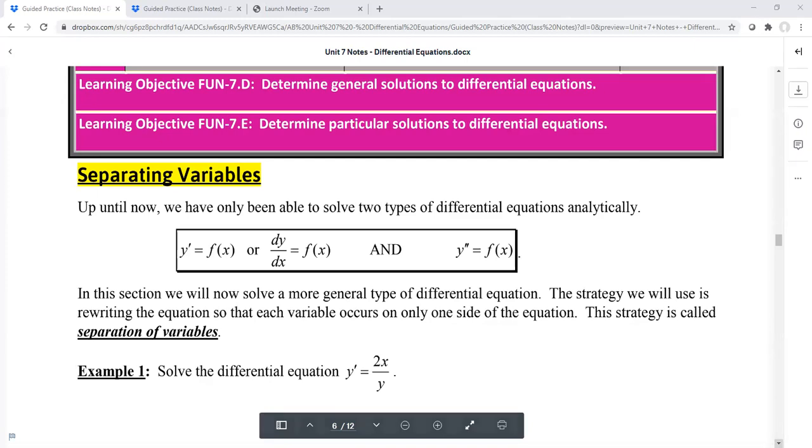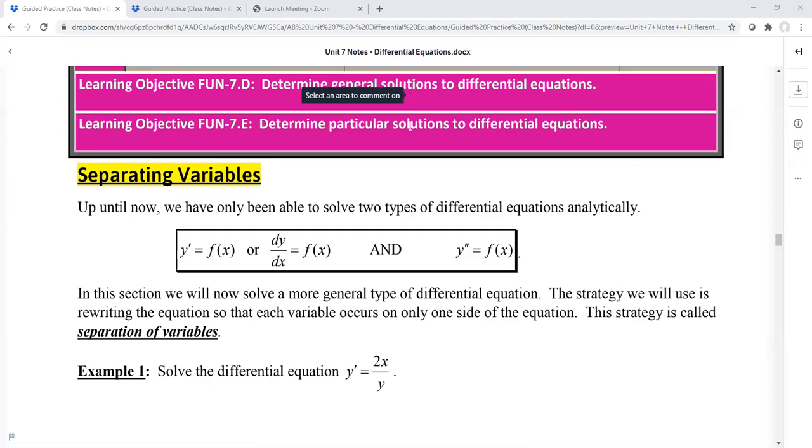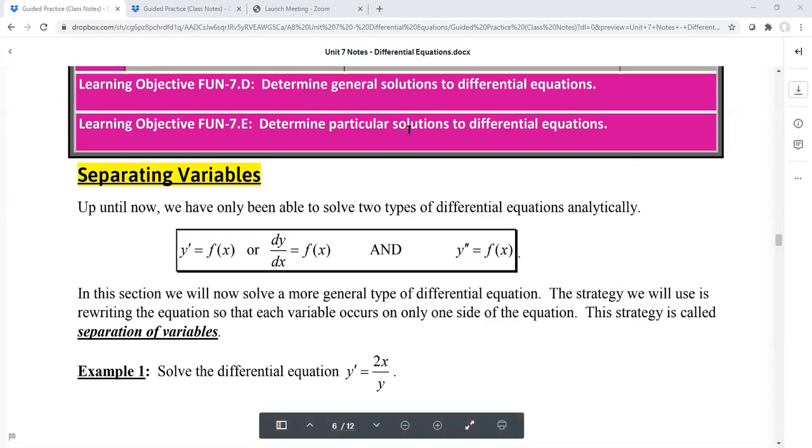All right, so I'm going to do 7.6, which is determining general solutions to differential equations. 7.7 is about particular solutions. That's just like the indefinite integral and definite integral. In the top one, we're going to have a c in there, and in the particular, we're going to solve for c and find that answer.